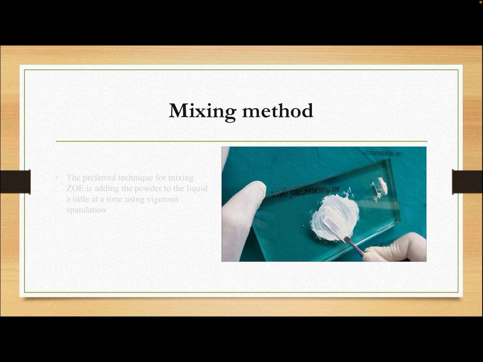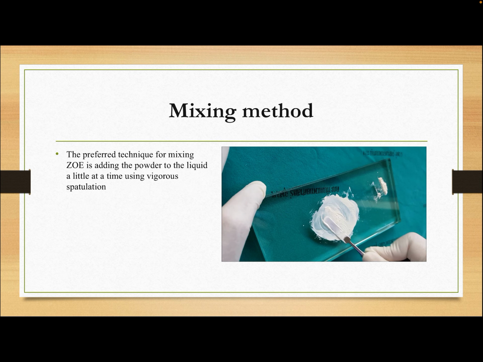The mixing method for zinc oxide eugenol should be performed by adding powder and liquid together in small increments while vigorously spatulating until getting the desired consistency. The clinician should be aware of the ambient conditions because a humid environment can cause the reaction to speed up.